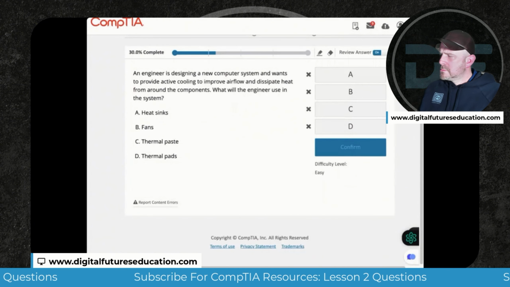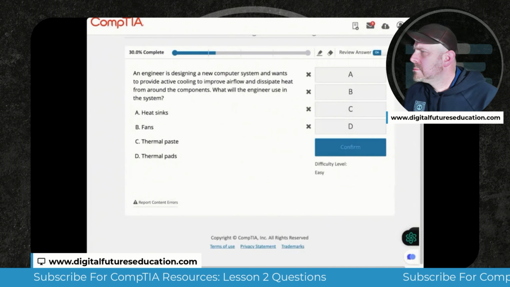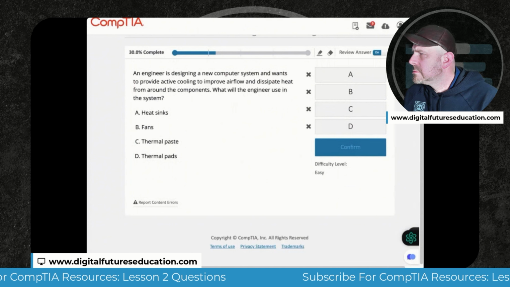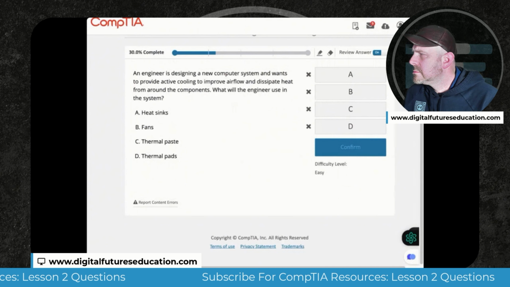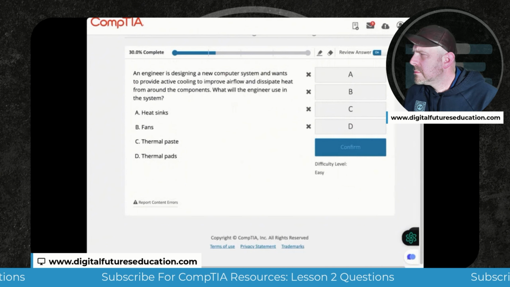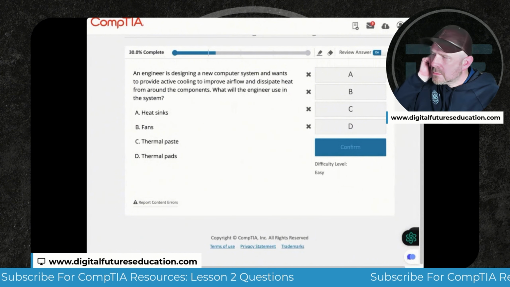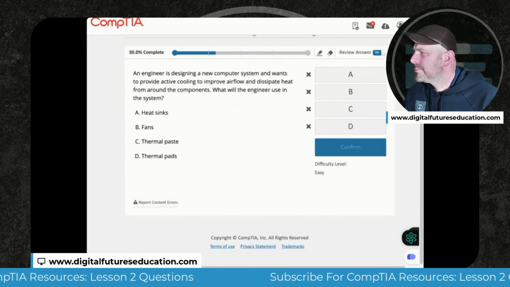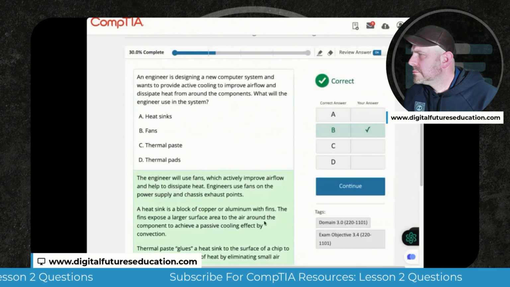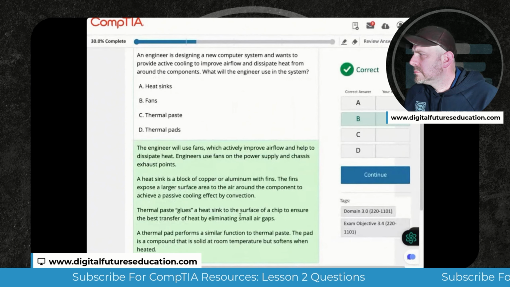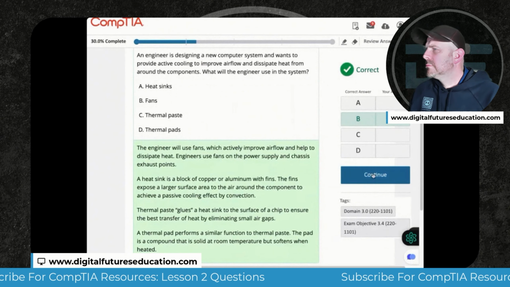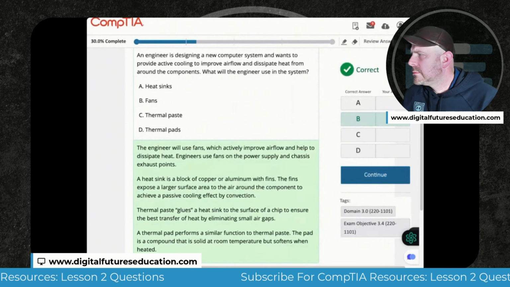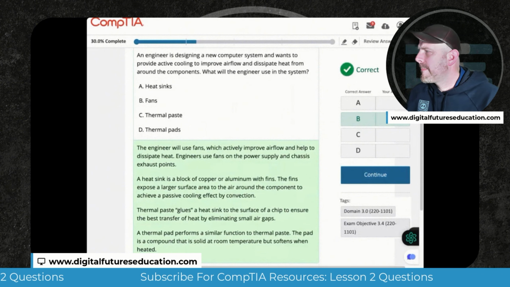An engineer has this new computer system and wants to provide active cooling to improve airflow and dissipate heat from around the components. What will the engineer use in the system? So this is what we started with tonight. I'll put fans in there. Fans is correct. The engineer will use fans to improve airflow and help dissipate heat. Engineers use fans on the power supply and chassis exhaust ports.